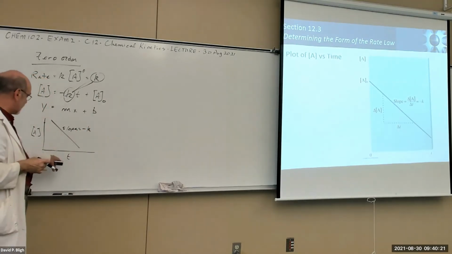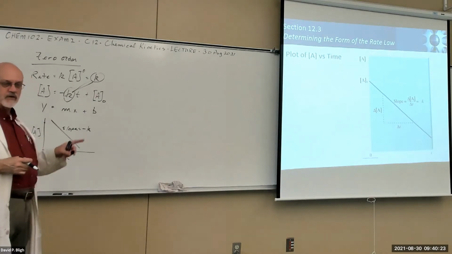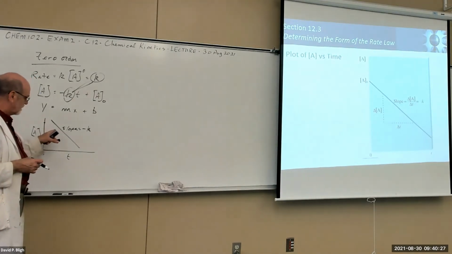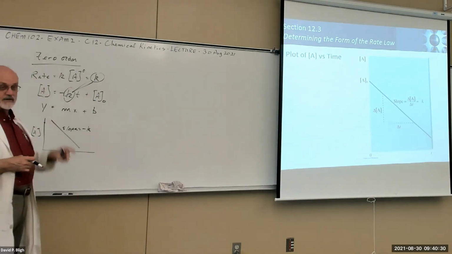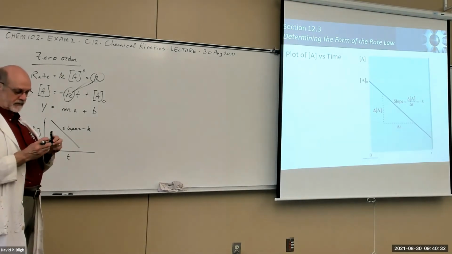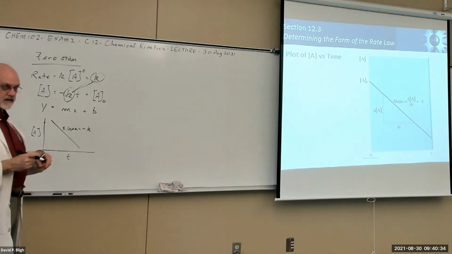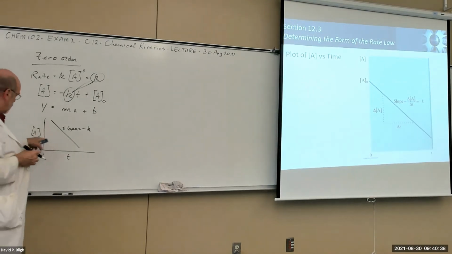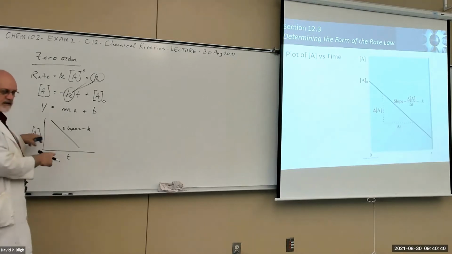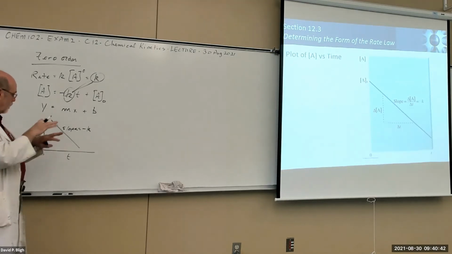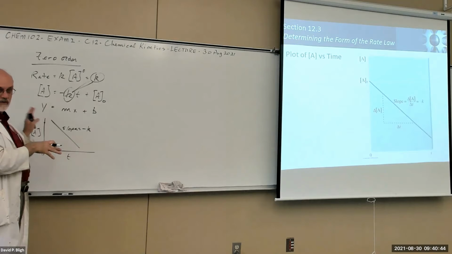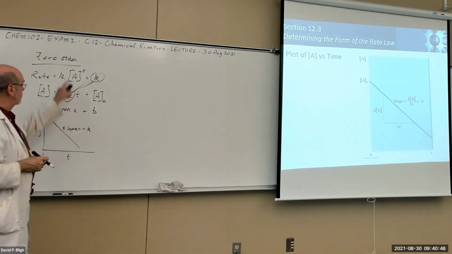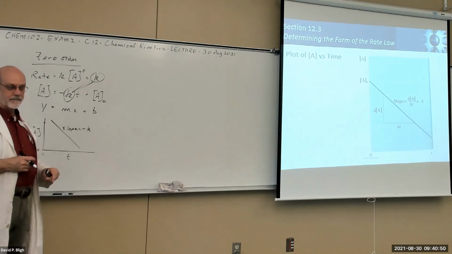So if you plot data, time versus concentration, and it gives you a straight line, you know that it's 0 order. Right? That's a dead giveaway. If you end up with a negative slope, plotting time and concentration of A with no transformations whatsoever, just the raw data, then you know you have 0 order.